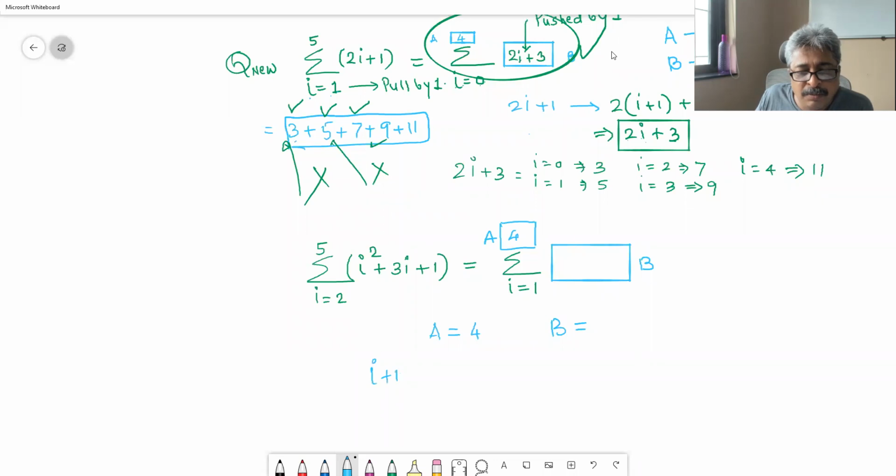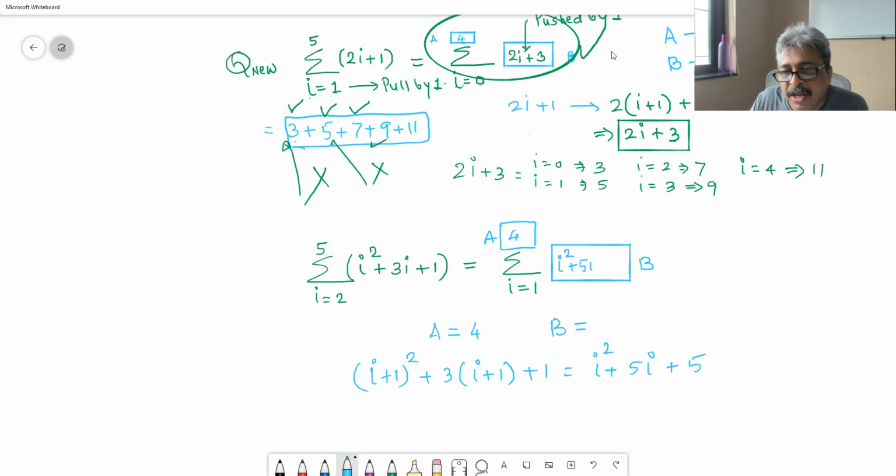I plus 1 whole square plus 3 times i plus 1 plus 1 is equal to i square plus 2i plus 3i, which is 5i, plus 1 plus 3 plus 1, which is 5. We should put i square plus 5i plus 5. And now if you have a doubt whether our answer is correct or not, what we should do is put i is equal to 2.